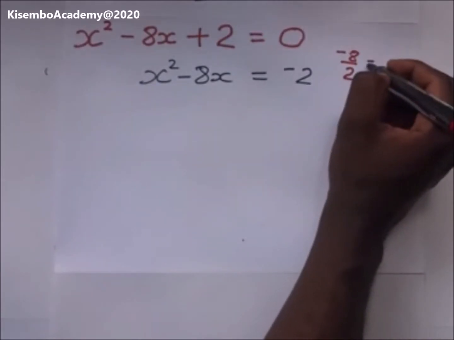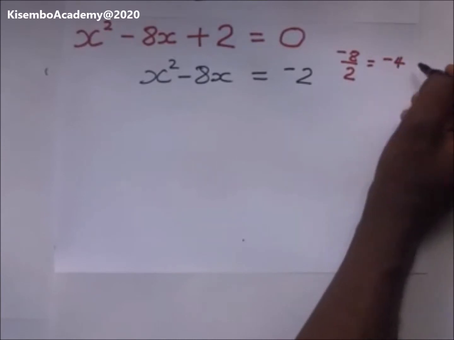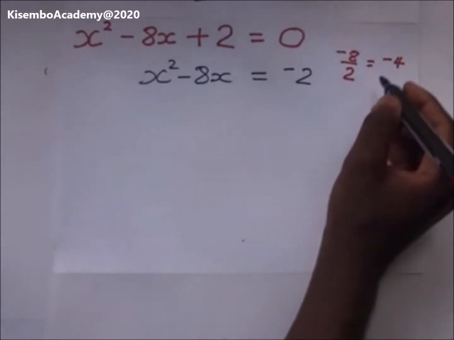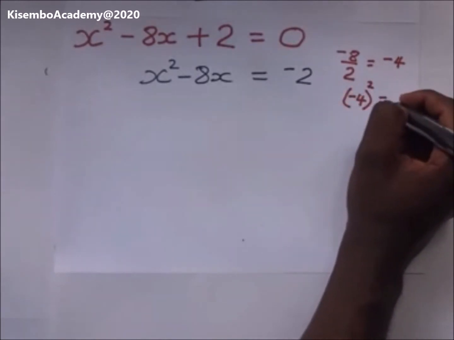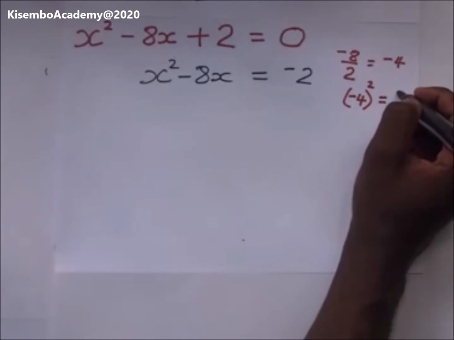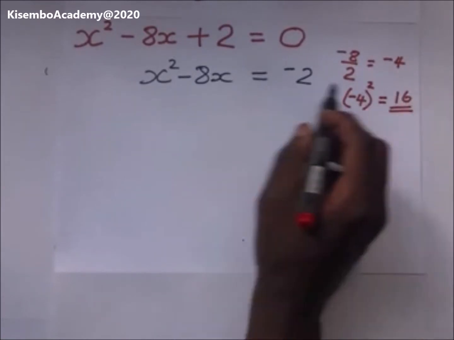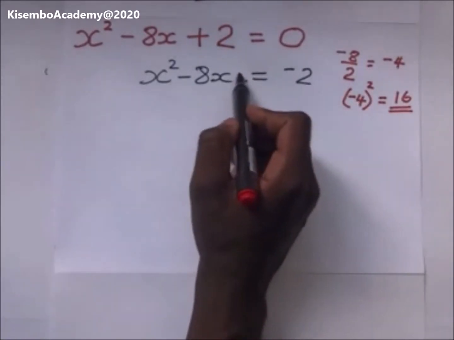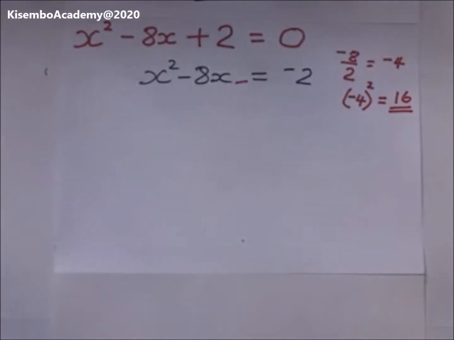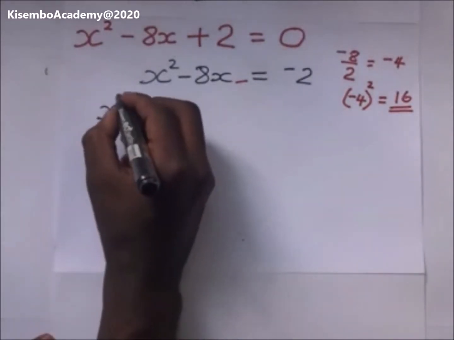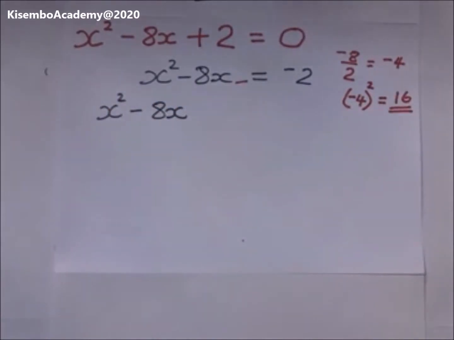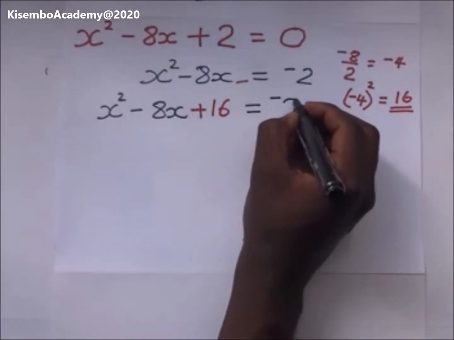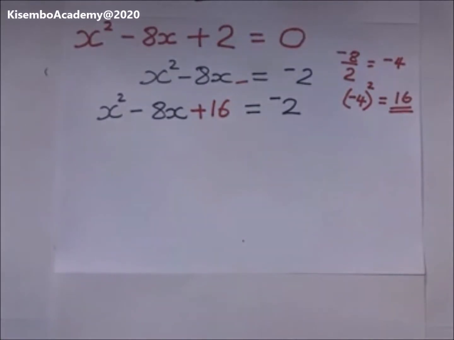When we divide it by 2, the answer we get is negative 4. Now the answer we get is supposed to be squared. When we square the answer, the answer we get is 16. So it is this 16 that we are going to add on both sides of this equation. So our next step is going to be x squared minus 8x, then we shall add the 16 we got here, is going to be equal to negative 2 plus that 16.